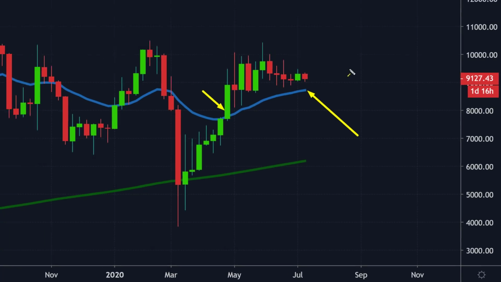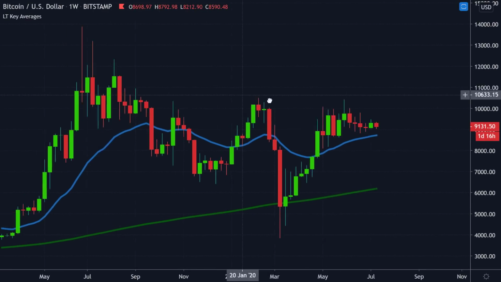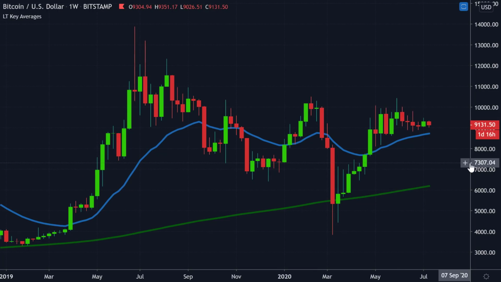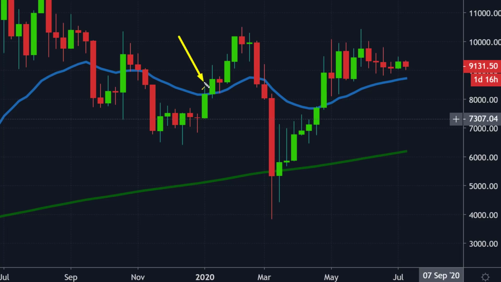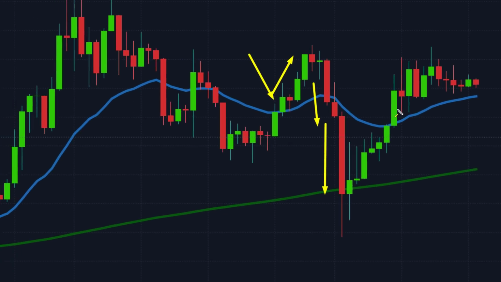Now, if you look, for example, at previous attempts to get above the 21 weekly, you'll see the last two attempts failed. For example, this was back at the start of this year. The start of 2020, we had a nice move above the 21, and then of course it failed, as you can see here, boom, we dropped, and then bam, crashed all the way to the 200 weekly, and then it bounced off.